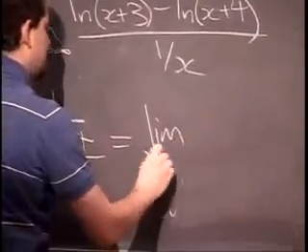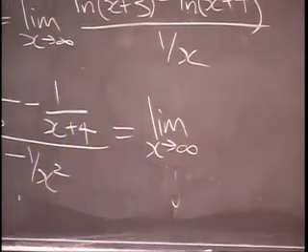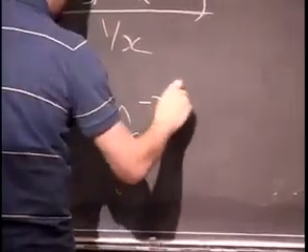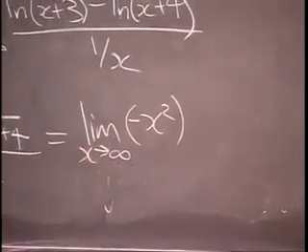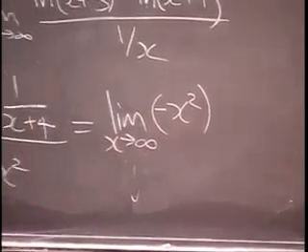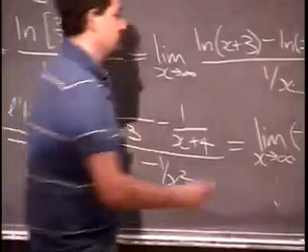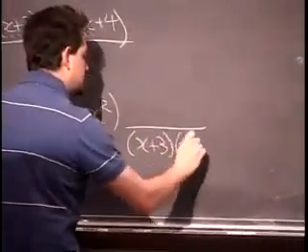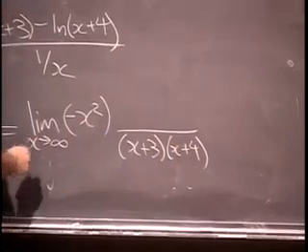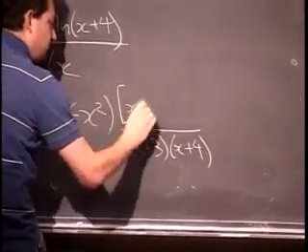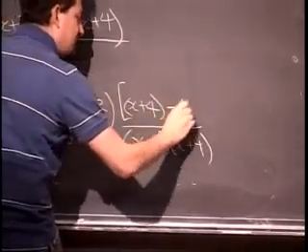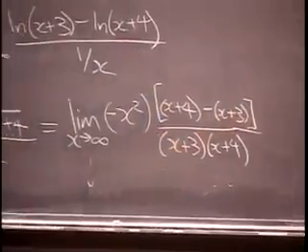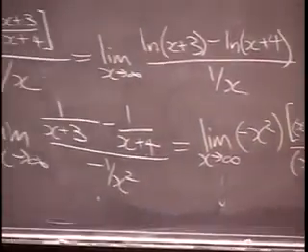This is the limit as x goes to infinity. X squared can come up the top. Actually, the negative x squared. And then I have to take a common denominator of x plus 3 and x plus 4. And on the top, I will get x plus 4 minus x plus 3. So that's just a simple little bit of algebra.